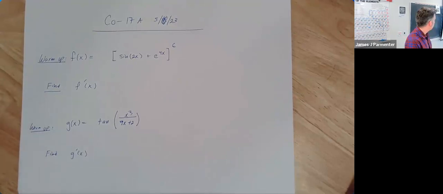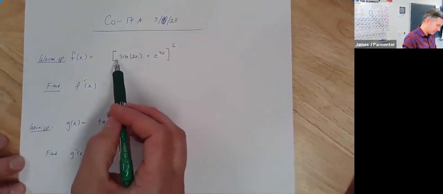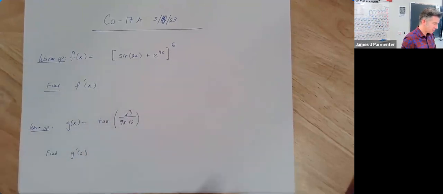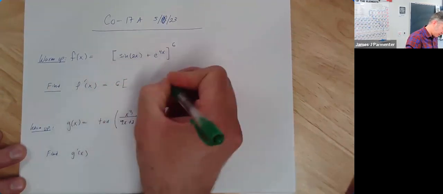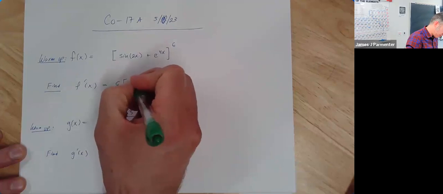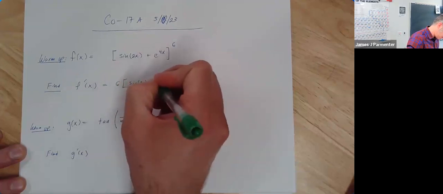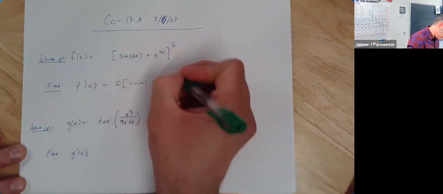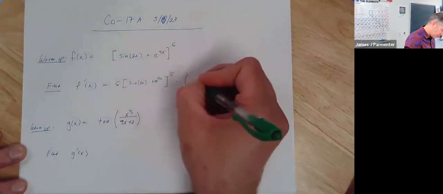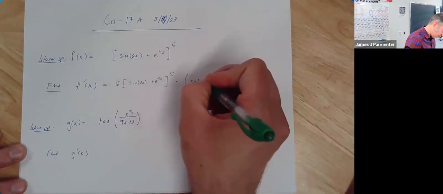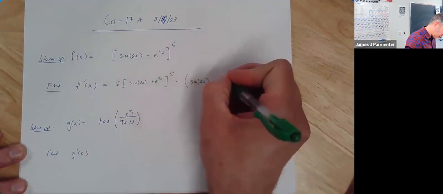Okay, let's jump into this first. What do I see? I see some stuff raised to the 6th power. So I'm going to take the derivative as 6 times that stuff to the 5th power. Then I have to multiply by the derivative of that inner stuff, which is sine of 2x plus e to the 4x.